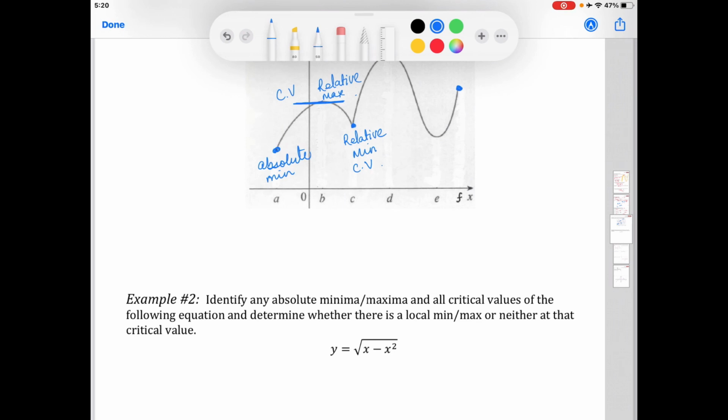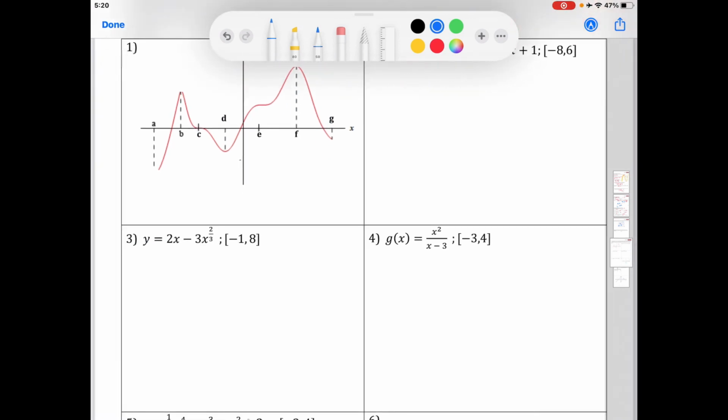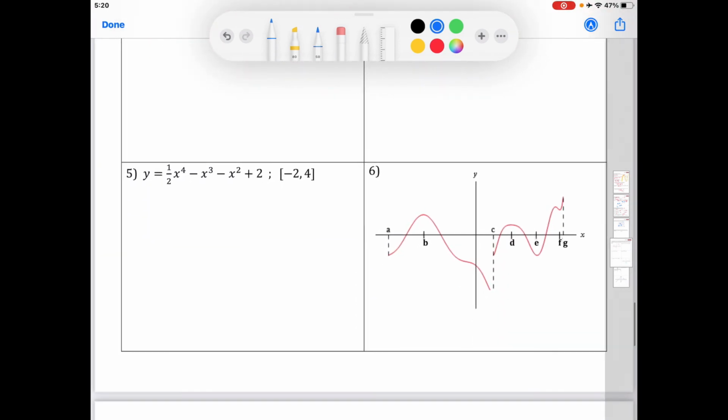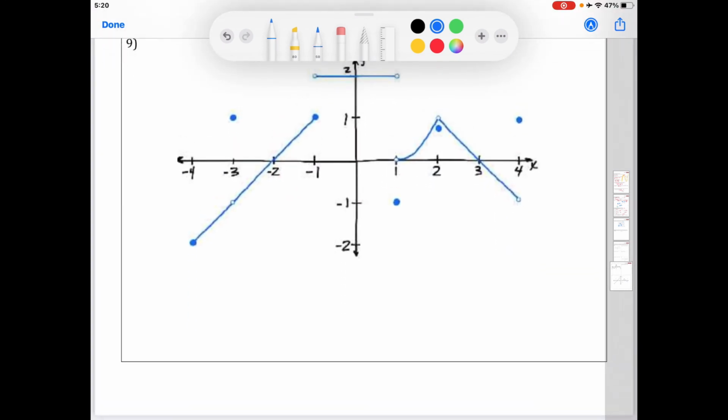So for this lesson we are only going to be doing graphs, so I want you to skip example 2 and try numbers 1, 6, 7, and 9. So those are the ones that you're going to be doing for homework, so you can skip the rest. Good luck.